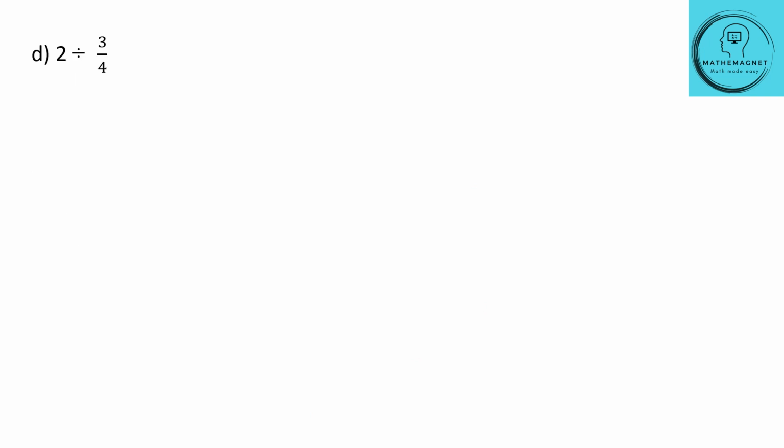Question D. 2 divided by 3 by 4. It can be rewritten as 2 into 4 by 3. That becomes 8 by 3. Now since we have to write in its simplest form, we will have to rewrite this 8 by 3 as a mixed fraction, which is 2 2 by 3. Question E. 4 divided by 5 by 8 is equal to 4 into 8 by 5. 4 into 8 is 32. So it becomes 32 by 5. Now that we have to write it in its simplest form, we'll have to write it as a mixed fraction. So that becomes 6 2 by 5.